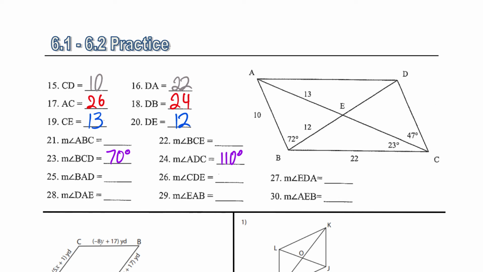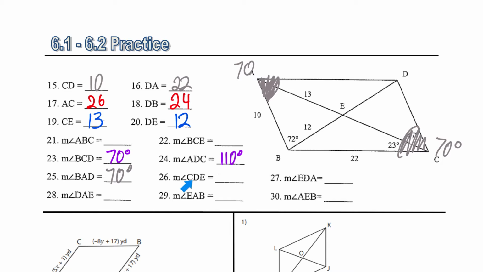Next, I'm going to keep going down. We'll come back up to those in a second. So BAD. How big is this whole angle right here going to be? It's 70 because we already said down here this whole thing is 70. And remember, in a parallelogram, the opposite angles like this are congruent. So if this angle is 70, then this angle is going to be 70.